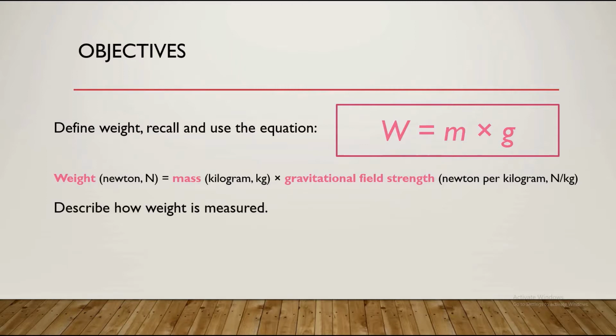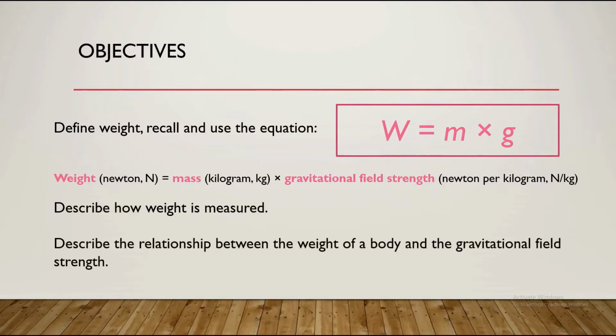And then we'll describe how weight is measured and describe the relationship between the weight of a body and the gravitational field strength. And if you look at that equation, weight is proportional to gravitational field strength, so if the gravitational field strength doubled, the weight of the object would double.